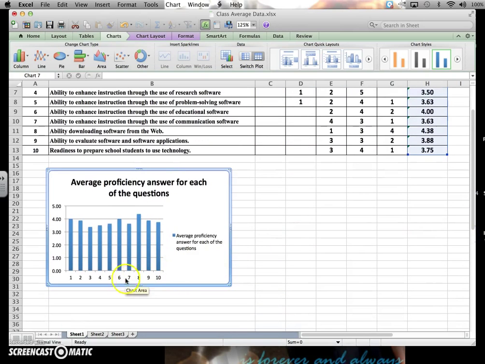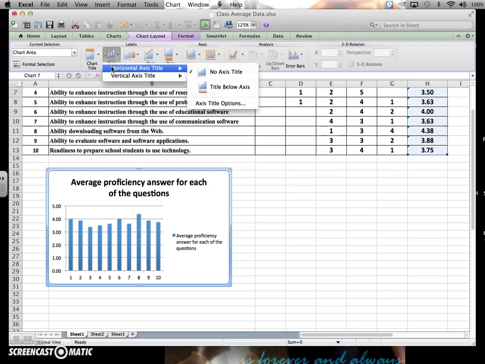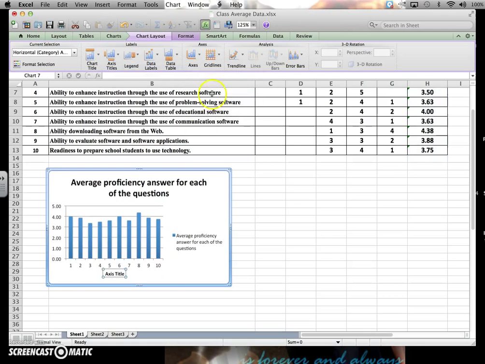And notice I don't have any axis titles, so I want to put that in. I'm going to go to chart layout, and it's all right here. So if I didn't have a chart title to begin with, I could put it in right here. This is going to put in my axis titles. So I want both of them. I'm going to go through and do both.